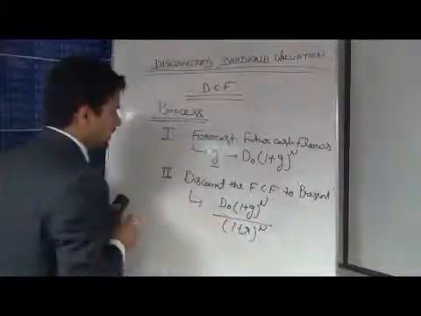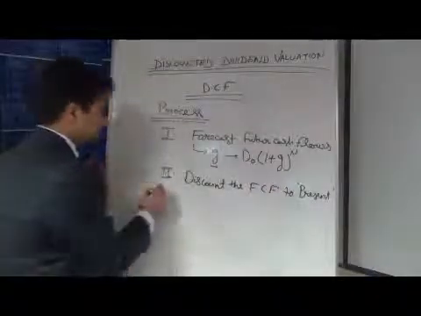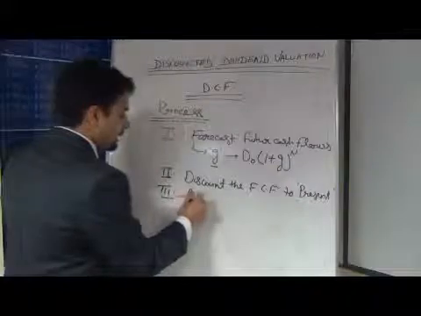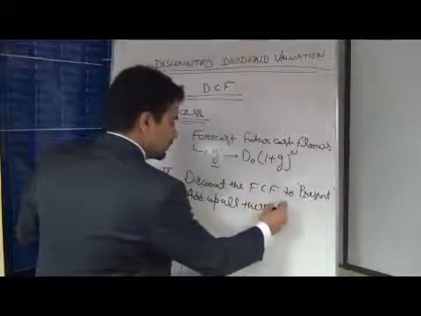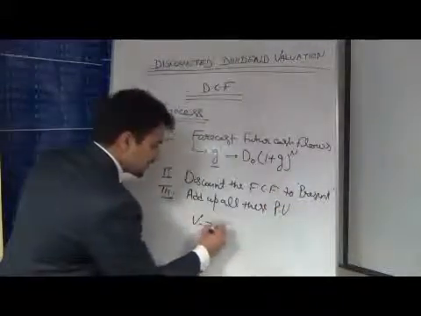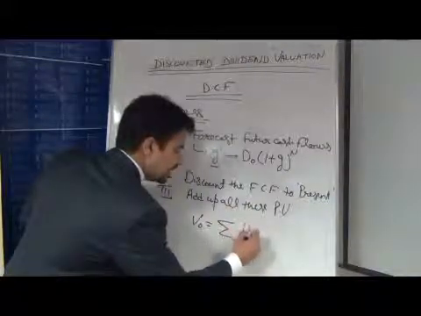Okay, so you may do that. Well, now that you discounted all the future cash flows back to present, all you need to do is add up all these present values. So once I do that, the value of a security now can be expressed as summation of present value of all future cash flow.